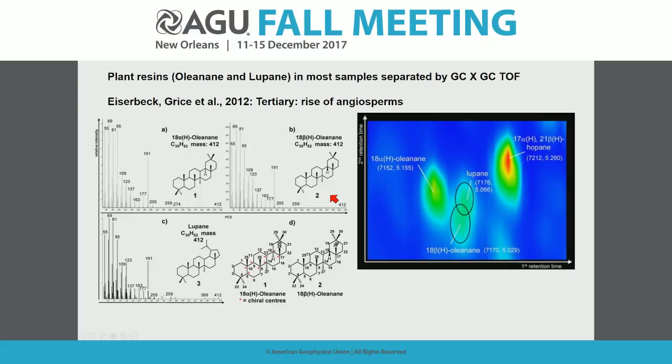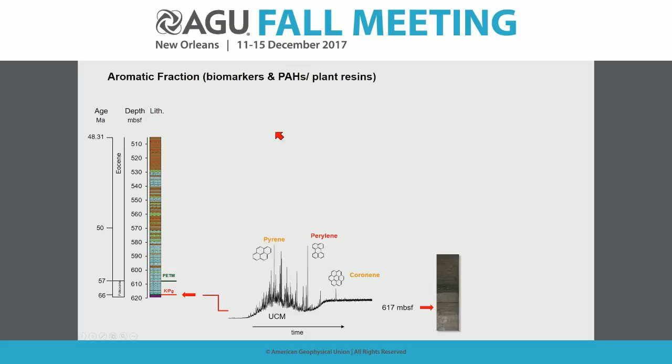We also identified, by using 2D GC-MS analysis, oleanane and lupane occurring within the Suevite sample and upwards through all the samples. These are derived from angiosperms, and these components can only be separated by this technique, but this supports the rapid rise of the angiosperms occurring in the Suevite and above.